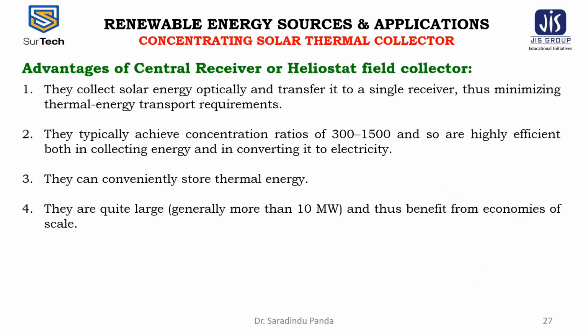The advantages of the central receiver or heliostat field collector: there are 4 advantages. They collect the solar energy optically and transfer it to a single receiver, thus minimizing the thermal energy transport requirements. They typically achieve concentration ratios of 300 to 1500 and so are highly efficient both in collecting energy and in converting it to electricity. They can conveniently store the thermal energy. They are quite large, generally more than 10 megawatts, and thus benefit from economies of scale.